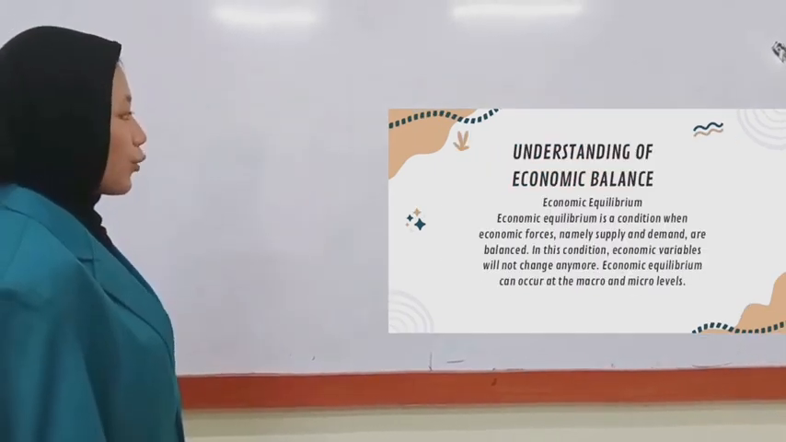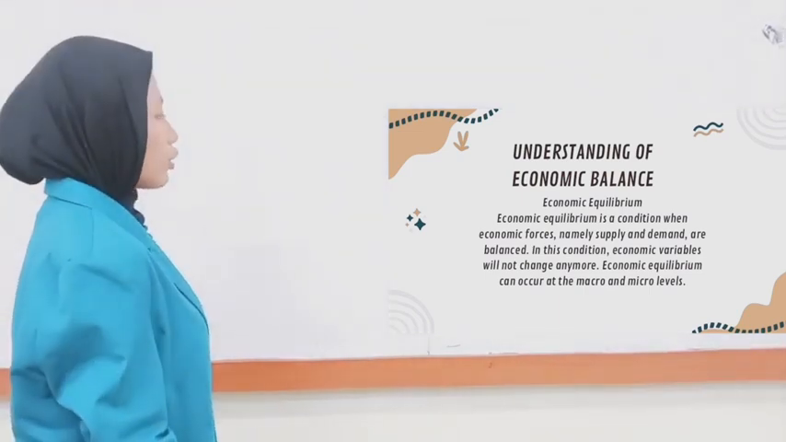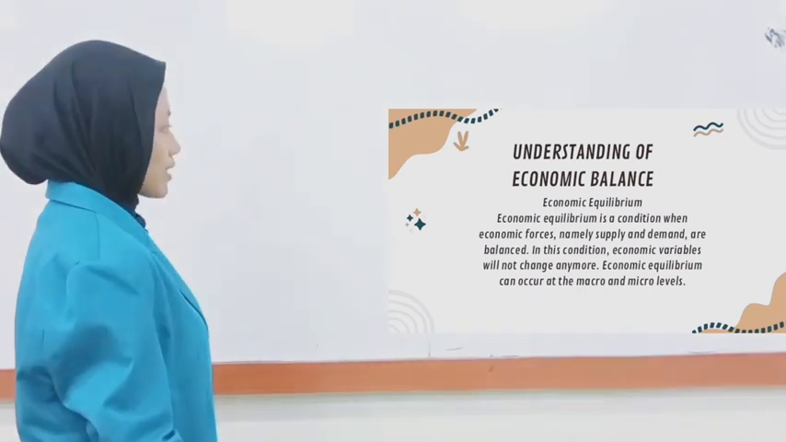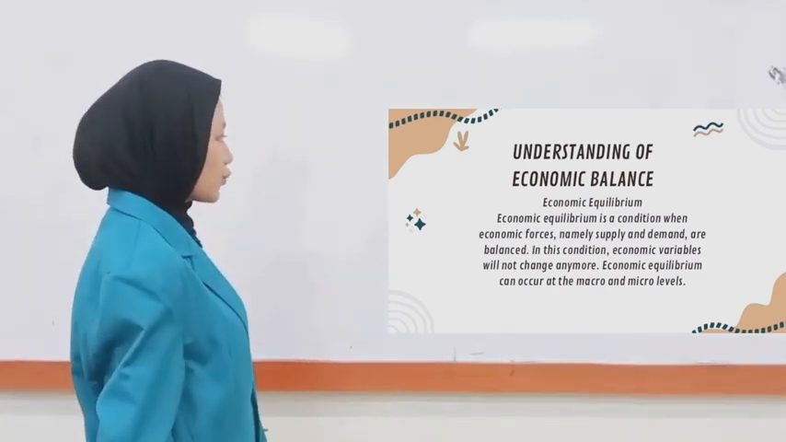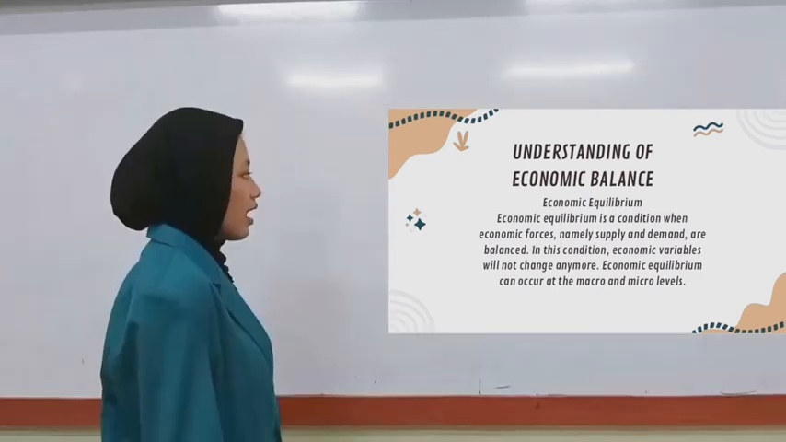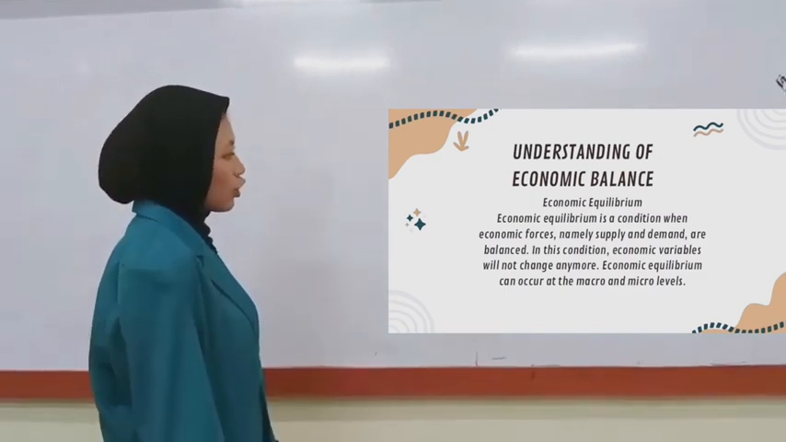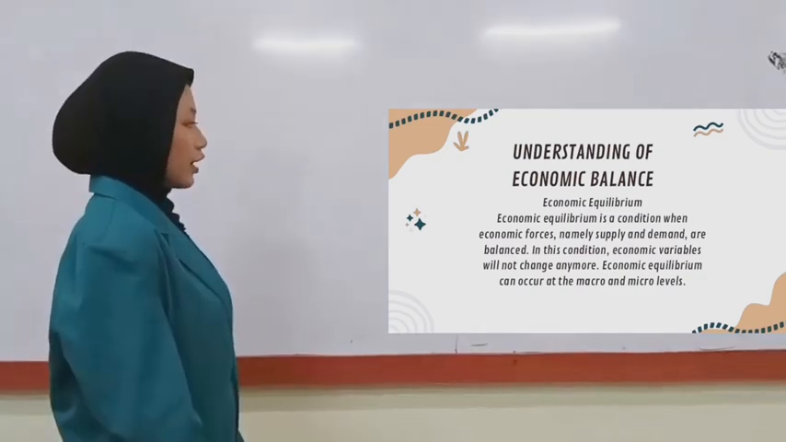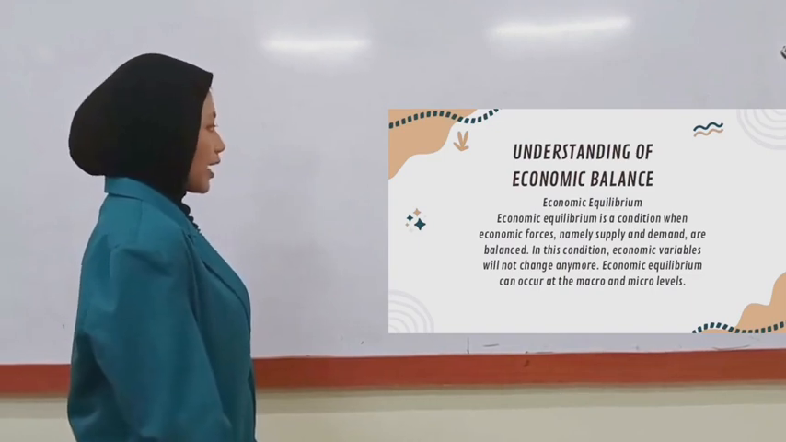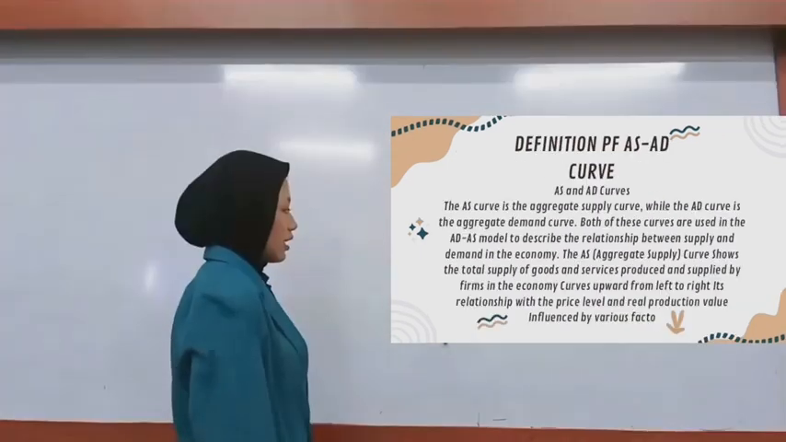Understanding of economic balance. Economic equilibrium is a condition when economic forces, namely supply and demand, are balanced. In this condition, economic variables will not change anymore. Economic equilibrium can occur at the macro and micro levels.